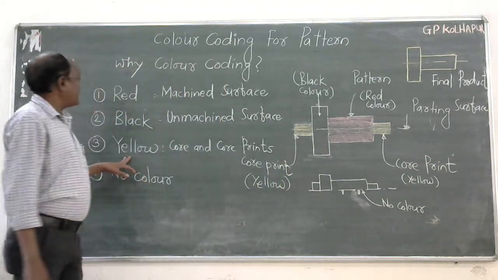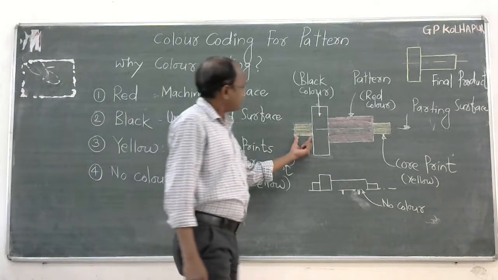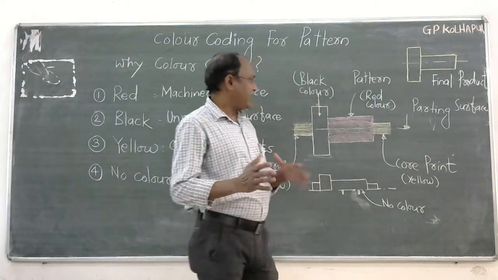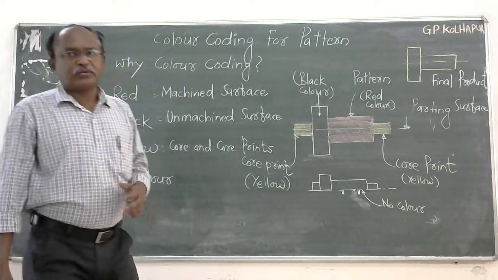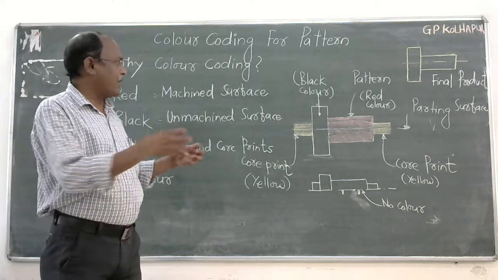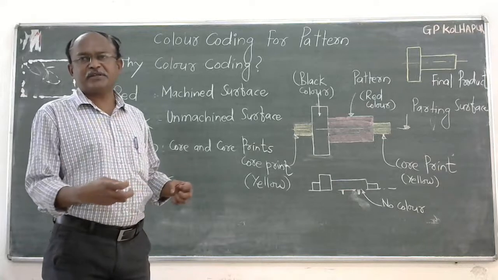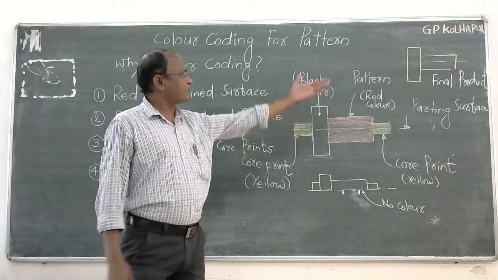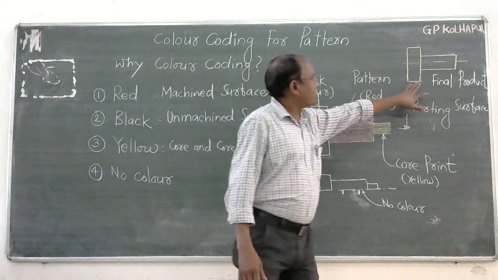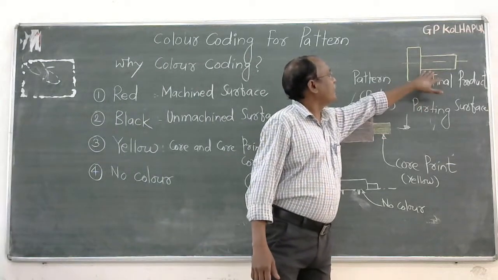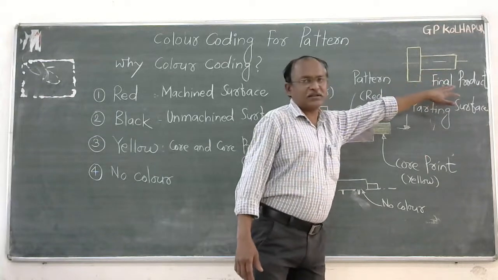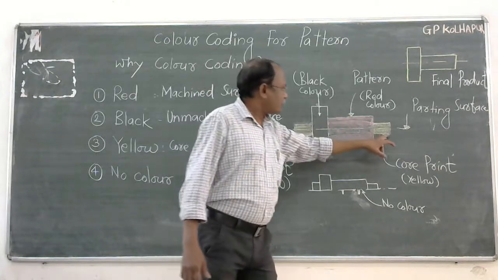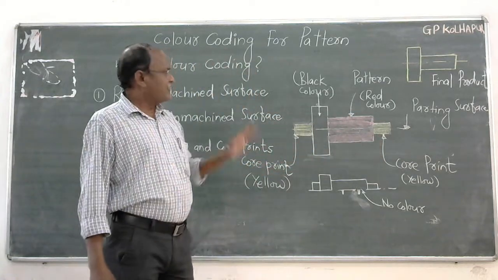If it is marked with yellow color, this portion is also marked with yellow, it indicates a core print or core. Core means producing a hollow workpiece, so you require a core. We will see in the next figure that this is the final product. This doesn't have any hole. This is a solid final casted product, so there is no core required in this case. Only two core prints are required for support.